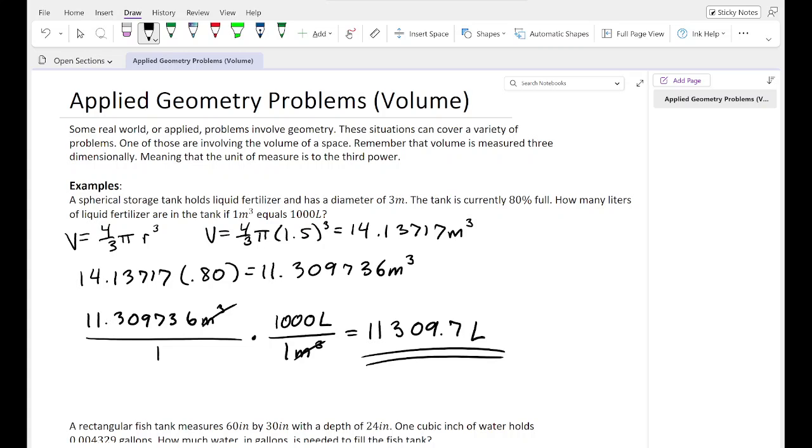That's all we do. But if you don't know the formula at the beginning, you're going to have a hard time with this. So make sure you know that formula, or any formula that it's asking of you.